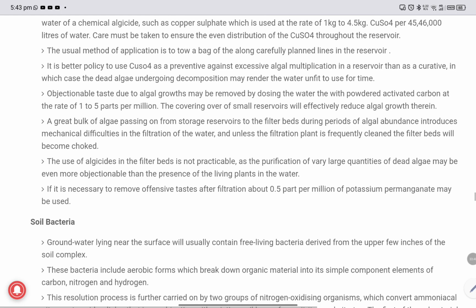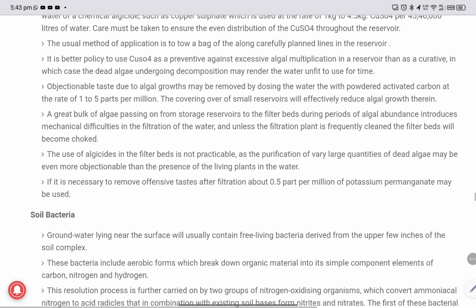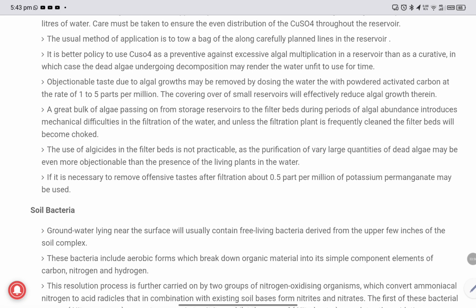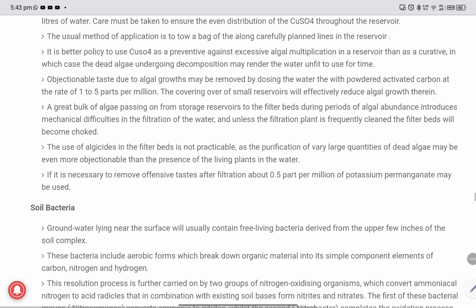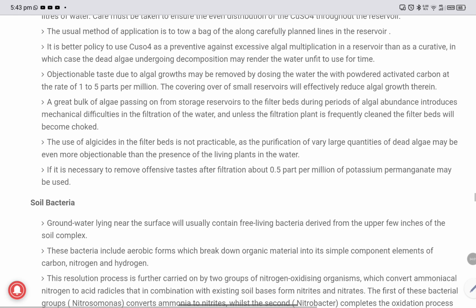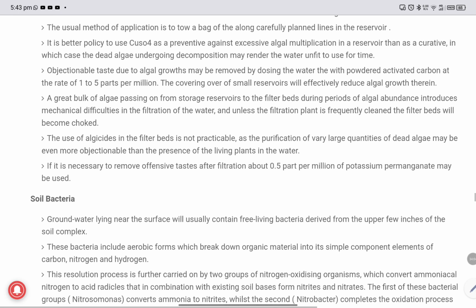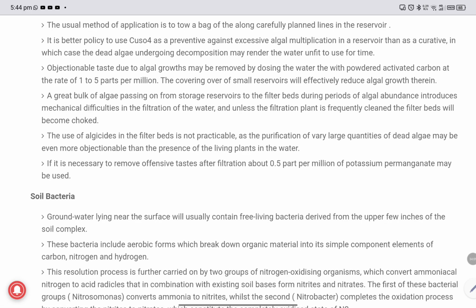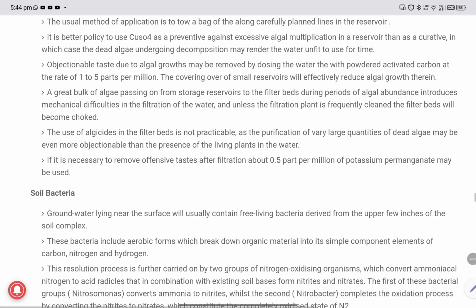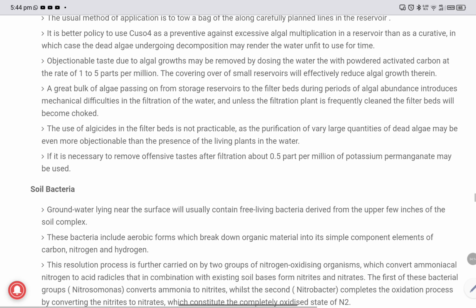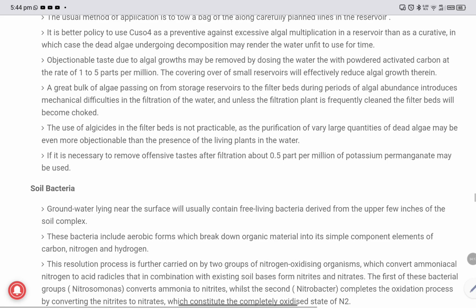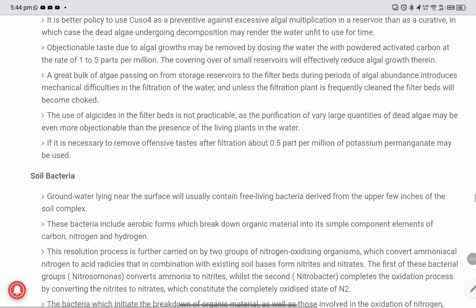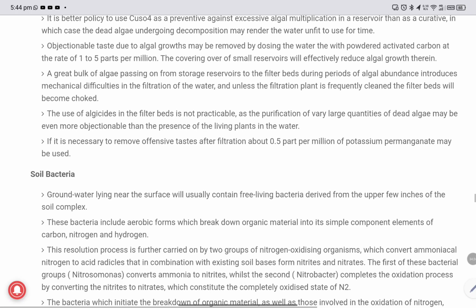It is better policy to use CuSO4 as a preventive against excessive algal multiplication in a reservoir than as a curative, in which case the dead algae undergoing decomposition may render the water unfit to use for a time. Objectionable tastes due to algal growth may be removed by dosing the water with powdered activated carbon at the rate of 1 to 5 parts per million. The covering over of small reservoirs will effectively reduce algal growth.